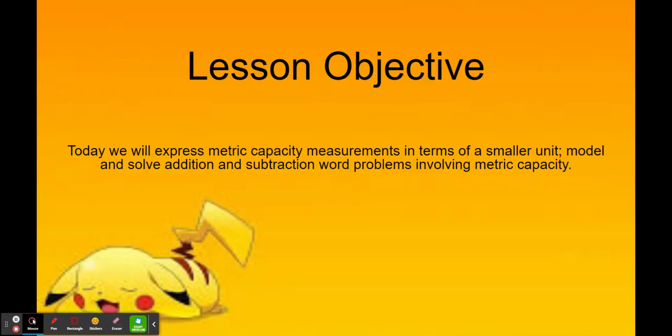Let's go ahead and take a look at today's lesson objective. So today we will express metric capacity measurements in terms of a smaller unit. We're going to model and solve addition and subtraction word problems involving metric capacity.